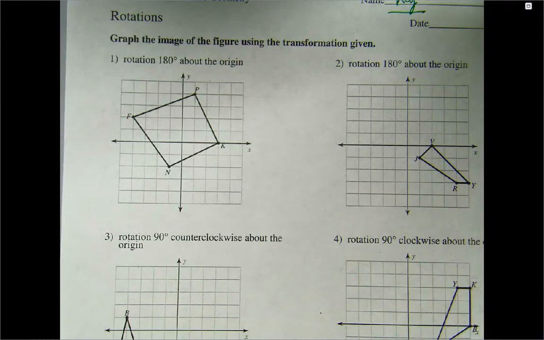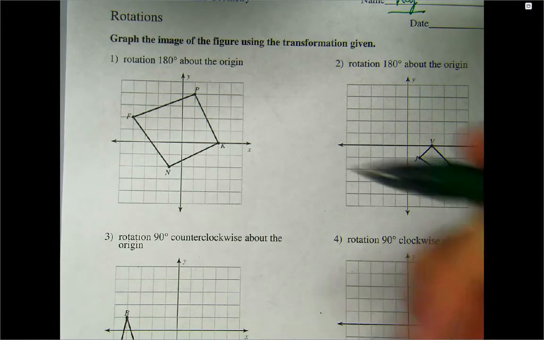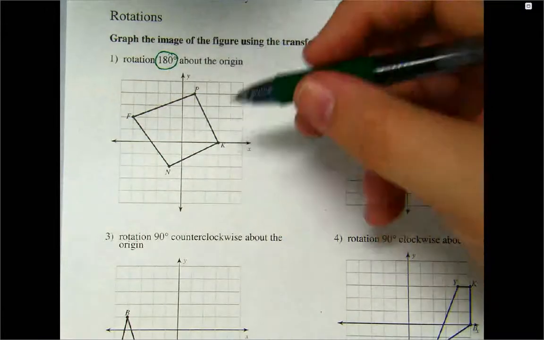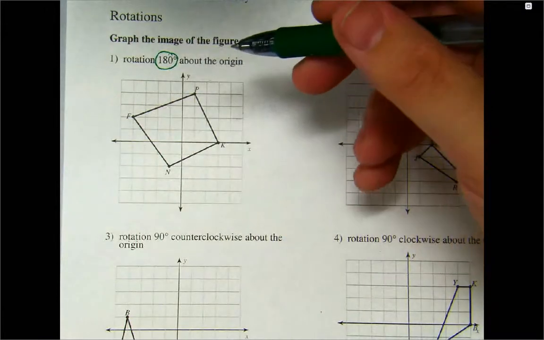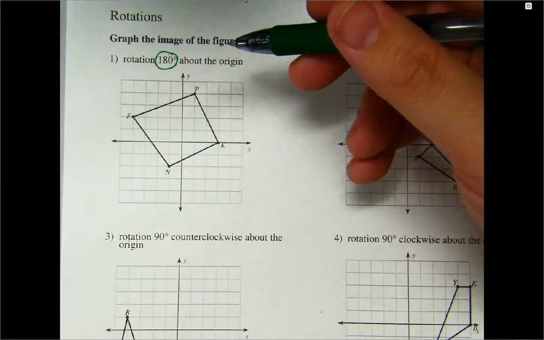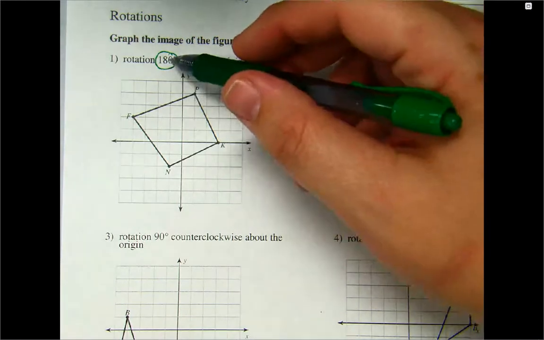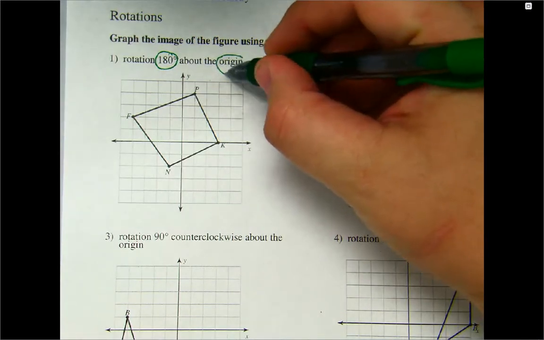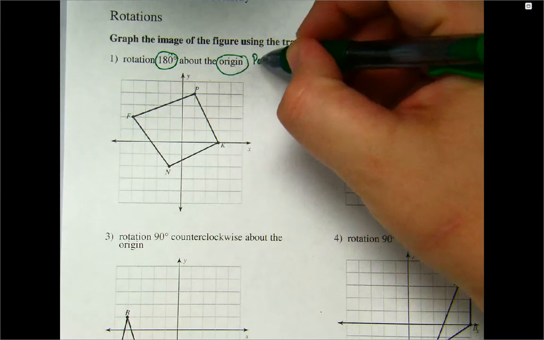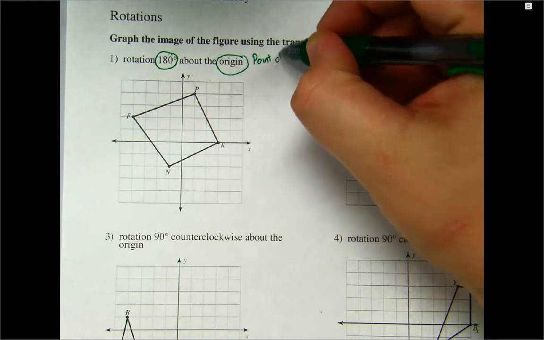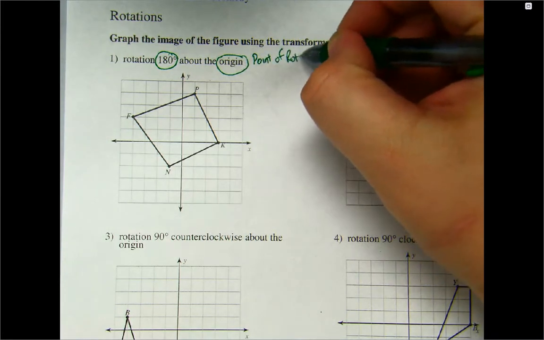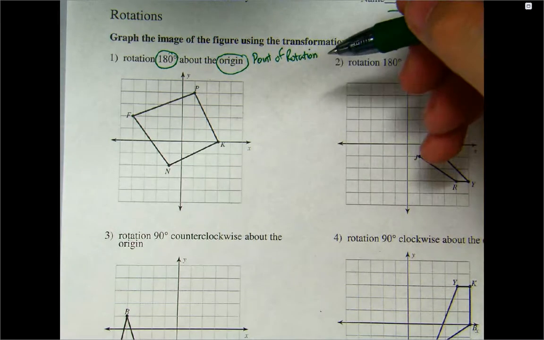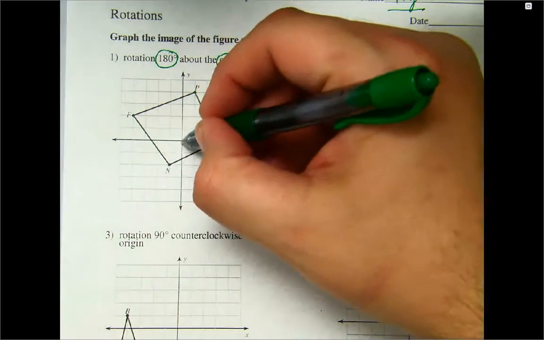When we're doing a rotation in a coordinate plane, we always have to worry about what the angle of rotation is going to be. It's 90 degrees. And when it says about the origin, this is going to be the point of rotation. And for all of these, the origin is the point of rotation, which is right here.